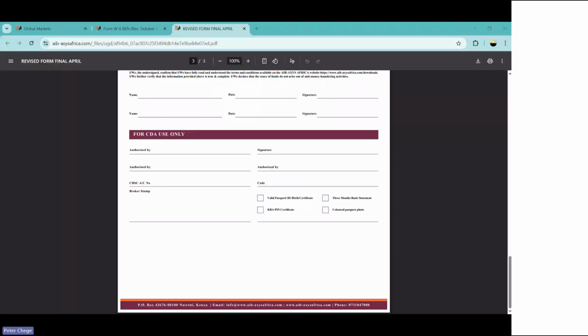So you just need to confirm whether your account is KYC compliant, and you can send an email to that email, or you can call any of these numbers.